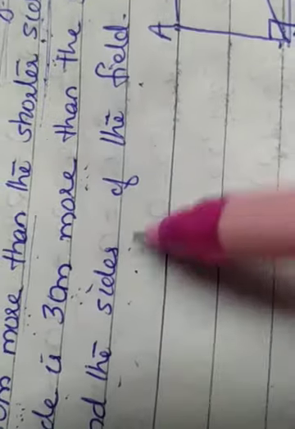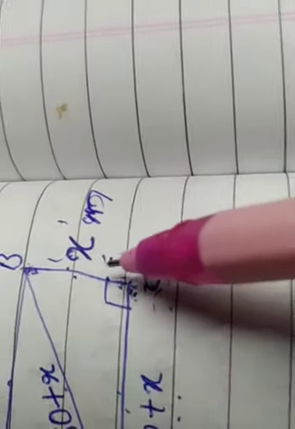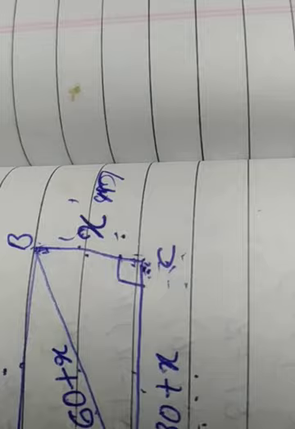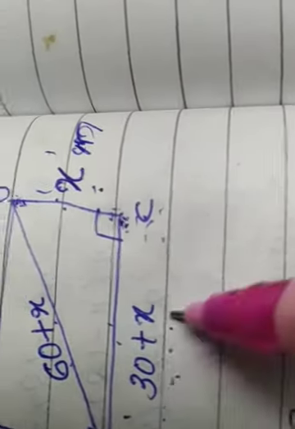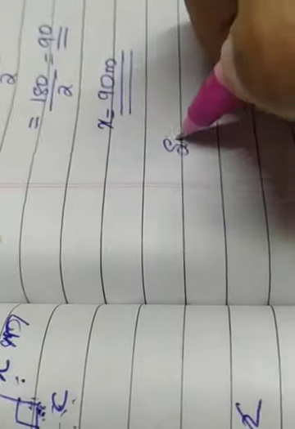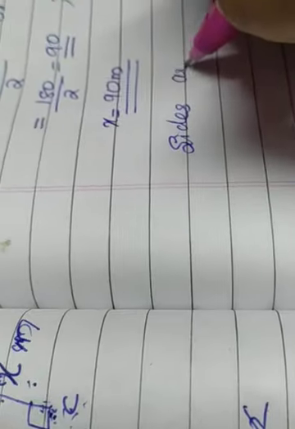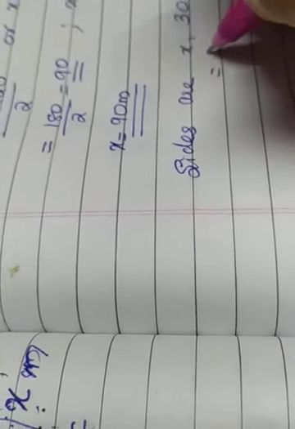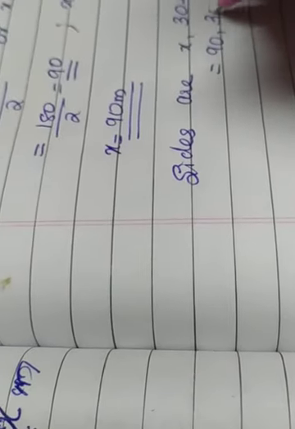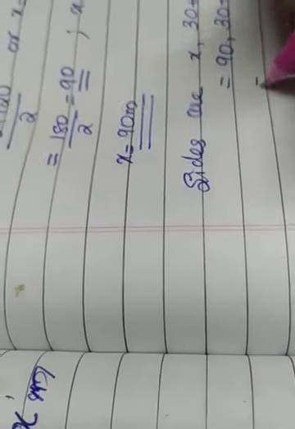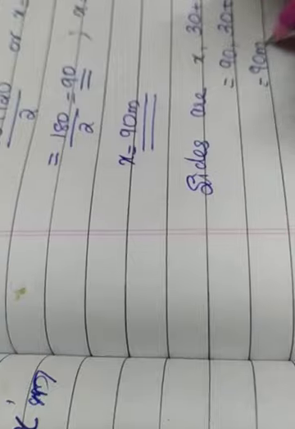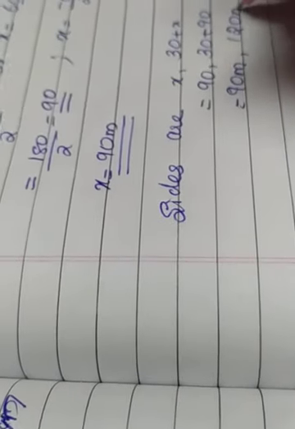Okay, and what was our question? Question was to find the sides of the field. Which are the sides? One side is x, which we got as 90 meter, and the second side was 30 plus x. So you have to write as the last answer, sides are x comma 30 plus x, which is equal to x is 90 comma 30 plus 90, which is equal to 90 meters and 120 meters.